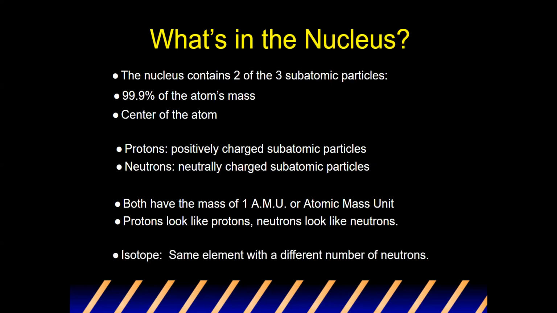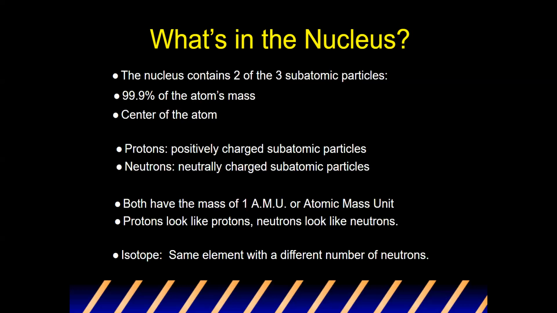And the one last thing I do want to mention about the neutrons is the word isotope. An isotope's definition is basically the same element with a different number of neutrons. So let's go back to our element of gold. Gold has a certain number of neutrons in it. However, there are different varieties of gold. Those different varieties are called isotopes. They have either more neutrons or fewer neutrons. They can't have more or fewer protons because protons, as we'll learn in a moment, determine what element it is.